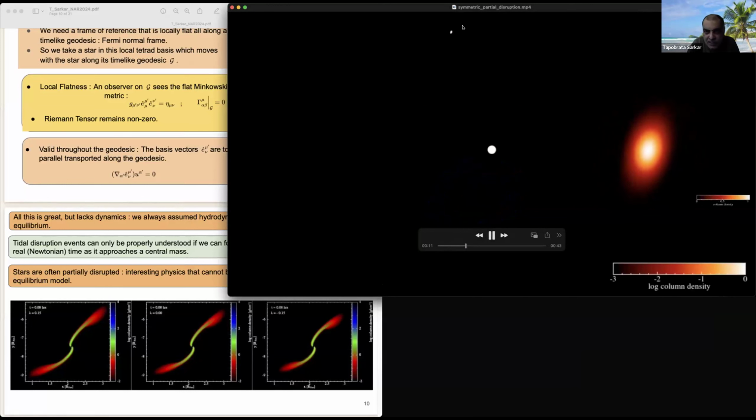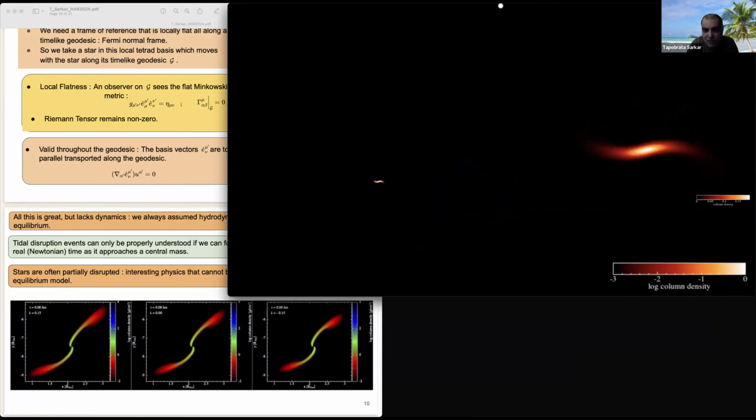And look at the star. It is coming from the left. It is coming towards the periapsis. The star is deforming, and it is also turning. It is rotating. And after a long time, so now you can see the black hole is on the top.